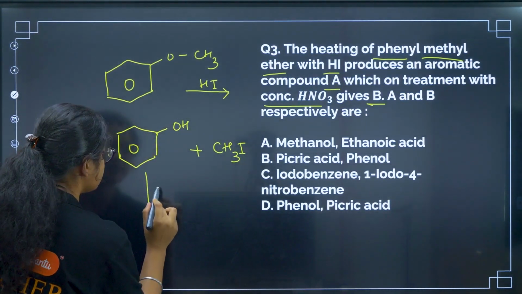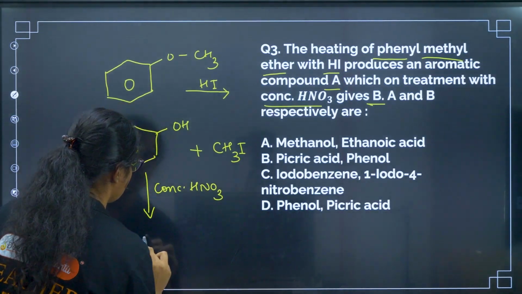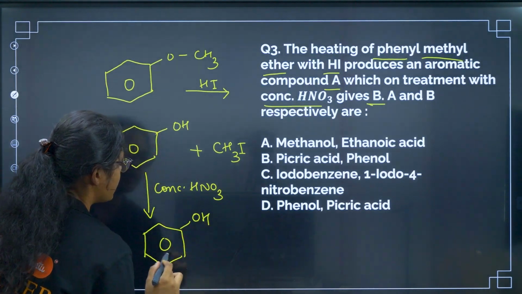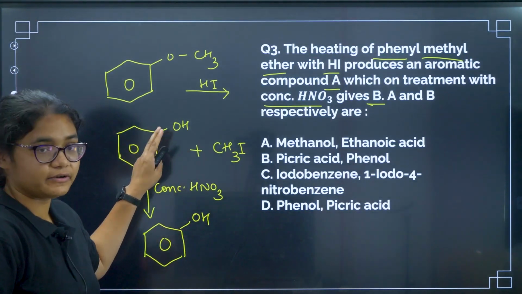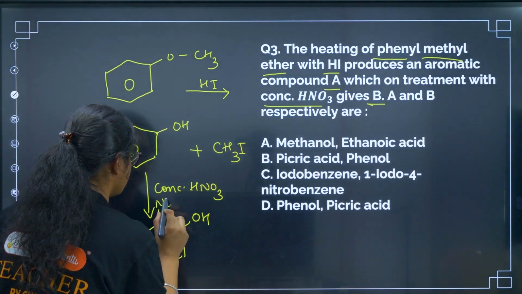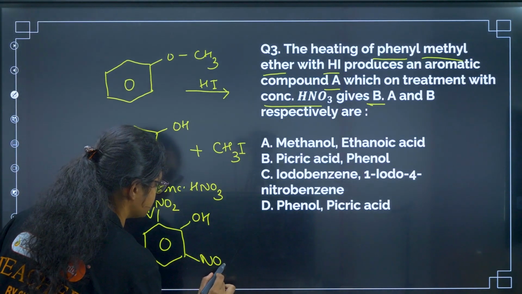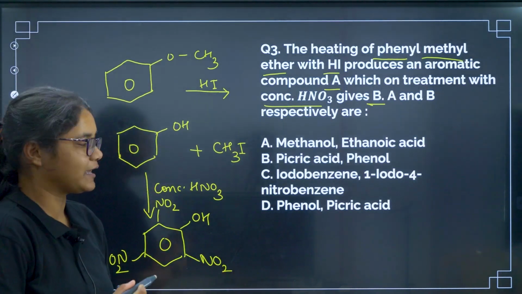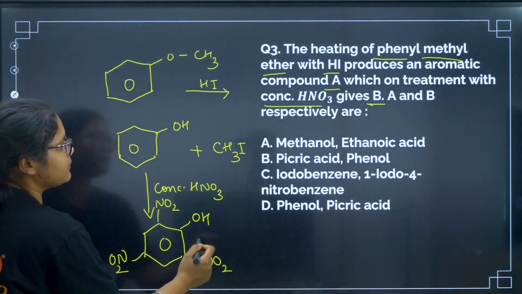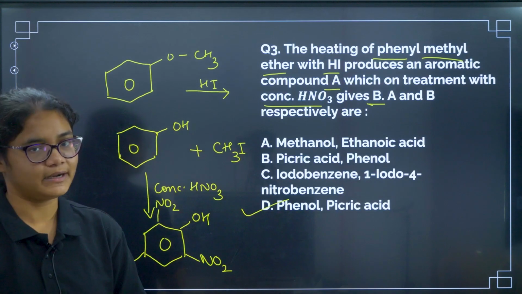Now when nitration is done for this one, the OH group is a highly activating group, so nitration takes place at all three positions, 2 ortho and 1 para position. This compound is your picric acid. So we will get compound A is phenol and compound B is picric acid, right? So the correct answer for this question is option number D.